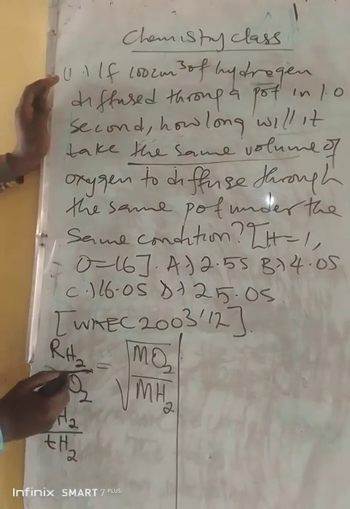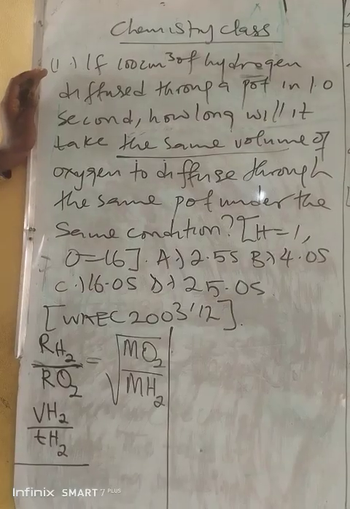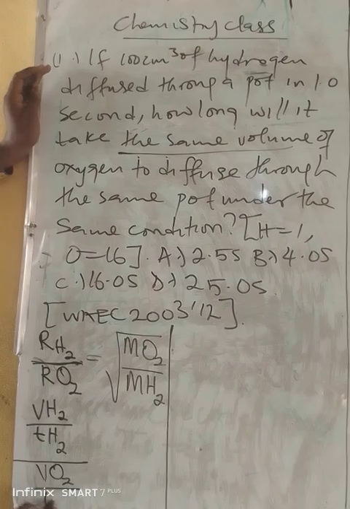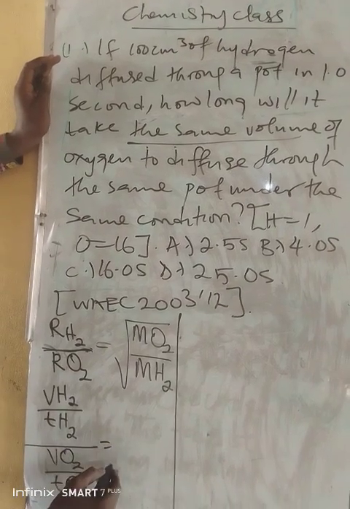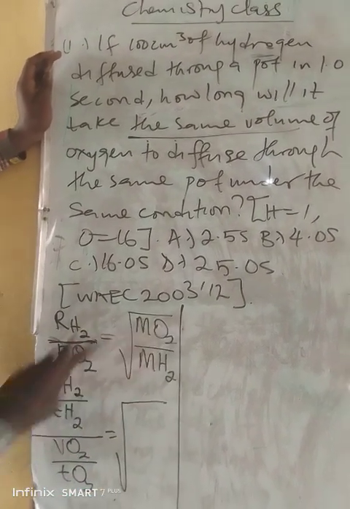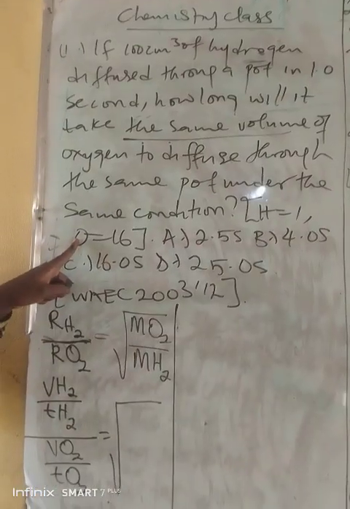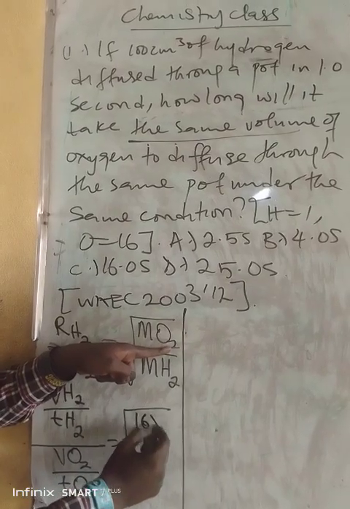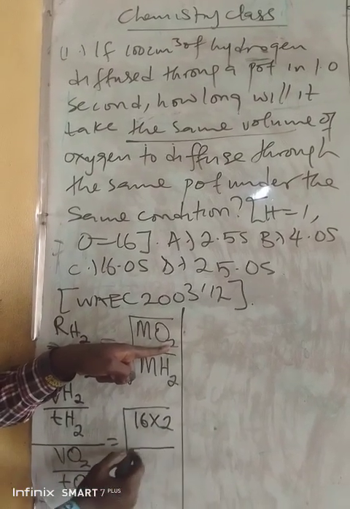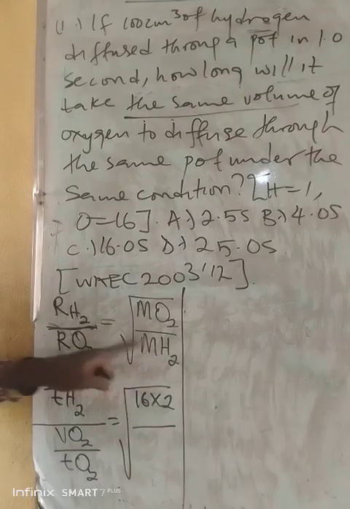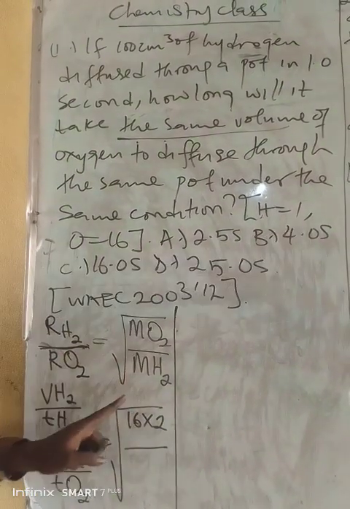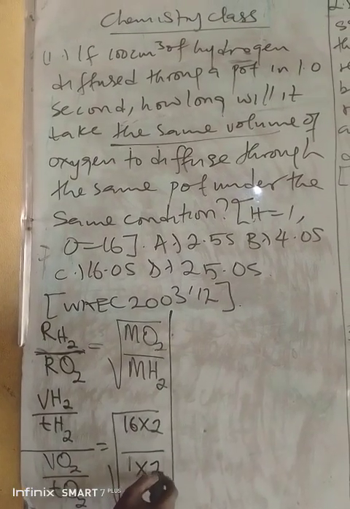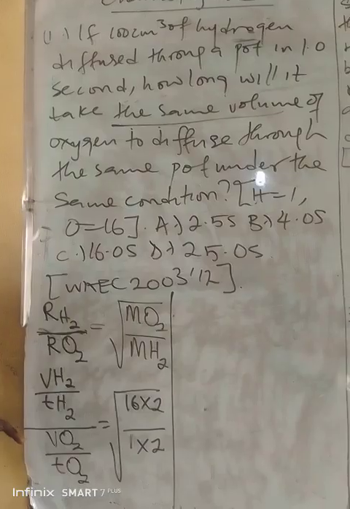Then this line we now put here, divided by the rate of oxygen, that is the volume of oxygen over the time for oxygen, is equal to the square root of the molar mass of oxygen. You are given O equals 16, and you have 2 O here, so it becomes 16 times 2, over the molar mass of hydrogen. H is equal to 1, and we have 2 H here, so it becomes 1 times 2.